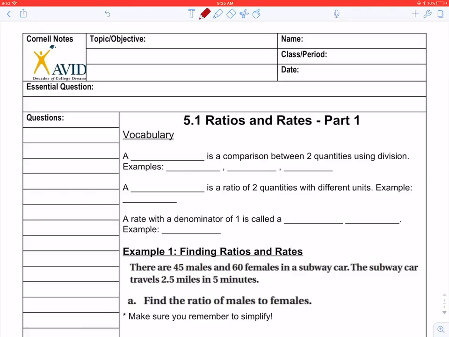lesson, I hope that you're able to differentiate between a rate, unit rate, and a ratio. So the objective is I will be able to differentiate, which means to tell apart, between a rate, unit rate, and ratio.